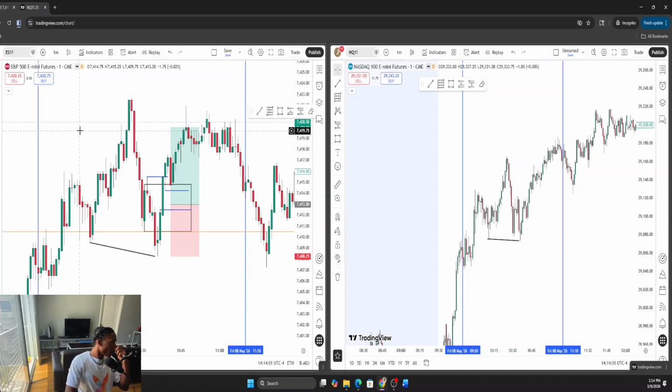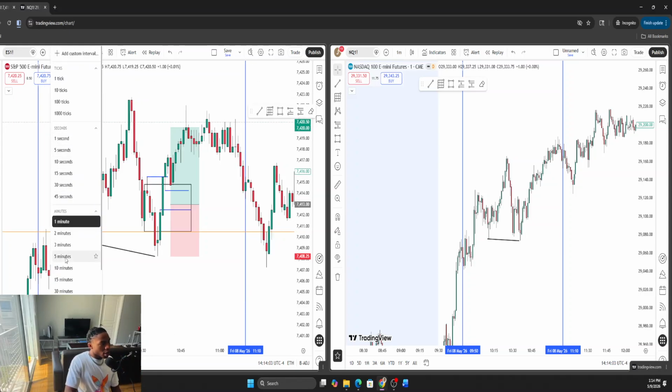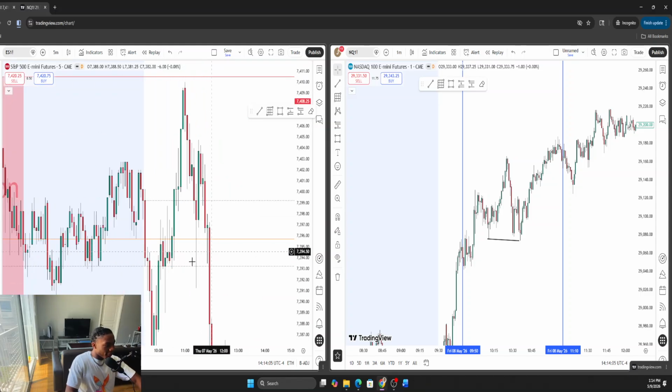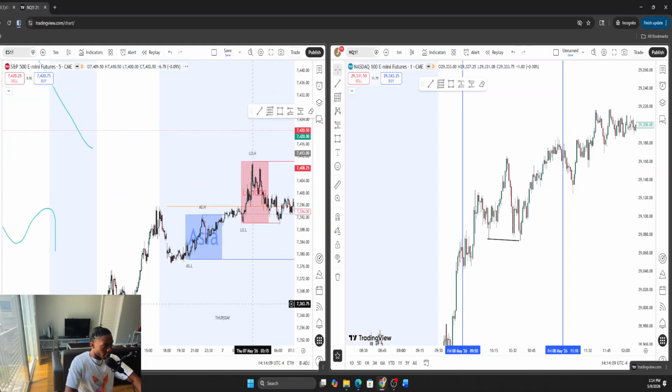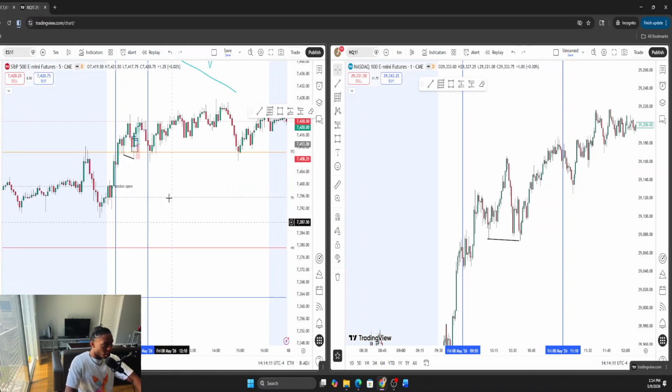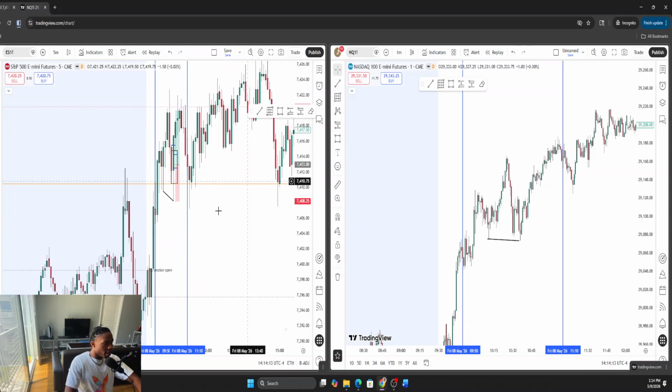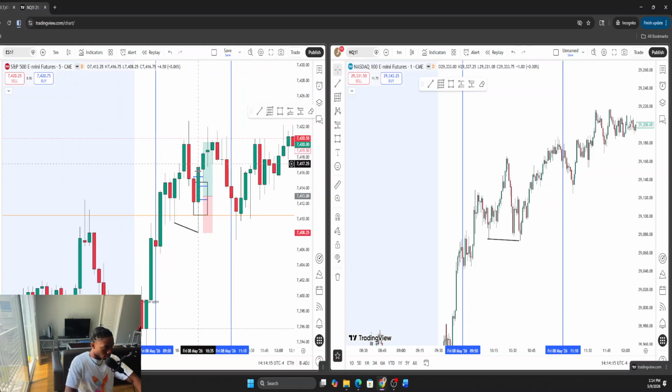And by the way, key takeaway again, so we don't forget: SMTs only form after the high or the low has fully formed. That is very, very important. It needs to fully form. And what does it mean for it to fully form? It means that price needs to close.